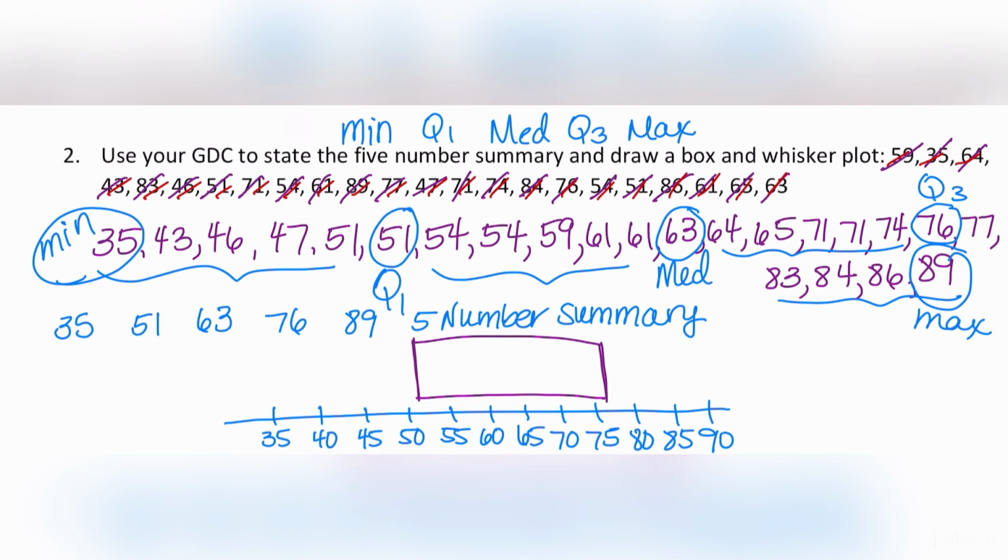Just use your judgment. And then the median is 63. So I put a line at 63. And then I'm going to draw the whiskers towards 89, which is the maximum, and then towards the minimum, which is 35. Notice how the whiskers come basically from the middle of the box. And there you go. That is how you create a box and whisker plot.